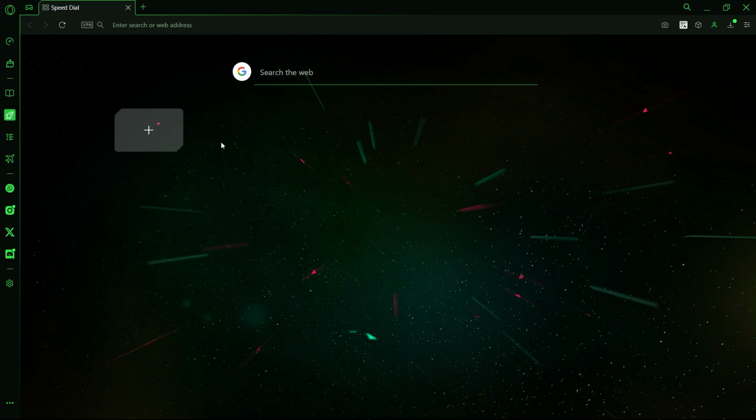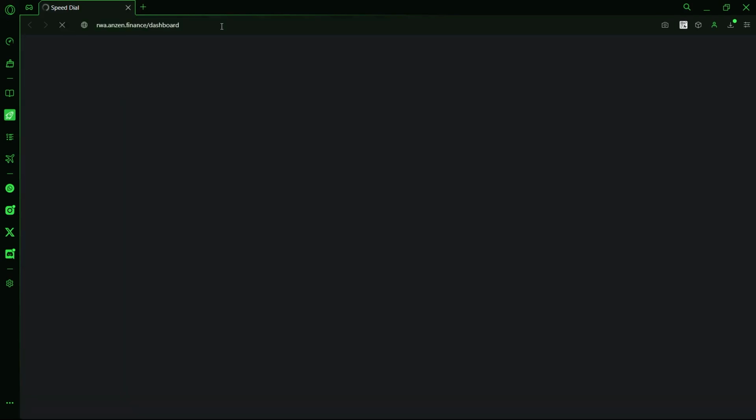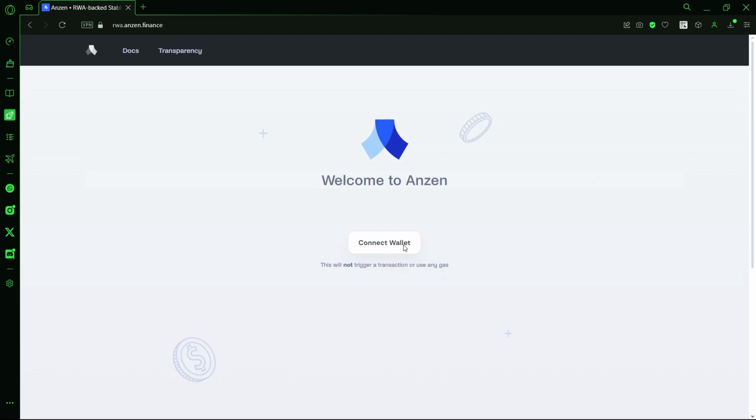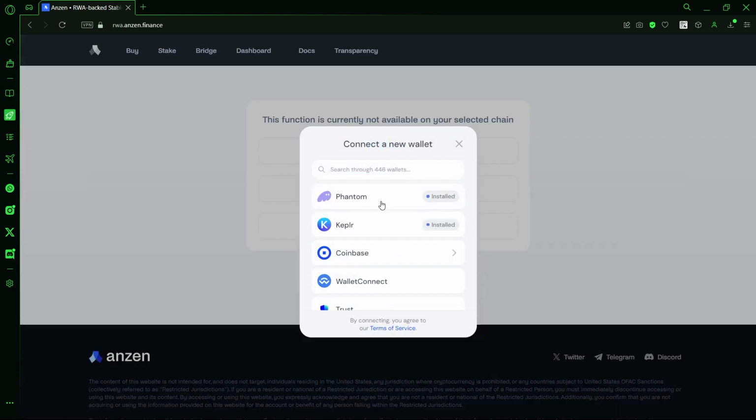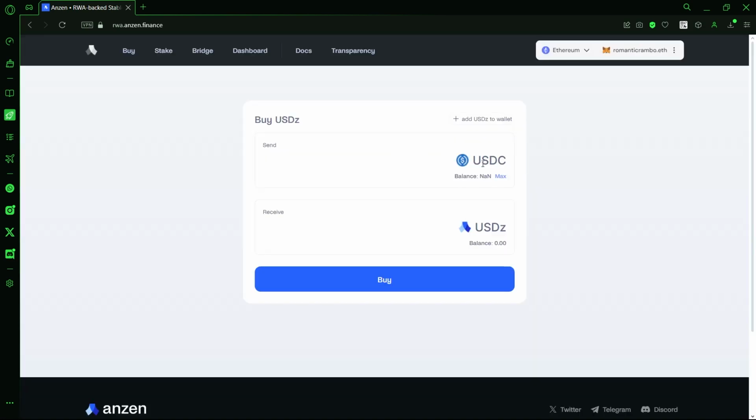So, how can you get started with USDz today? First, let's head over to RWA-Anzen.finance to access the Anzen D app. Now, let's connect our wallet to the platform, and we can now buy the USDz token using USDC on any of the available chains.